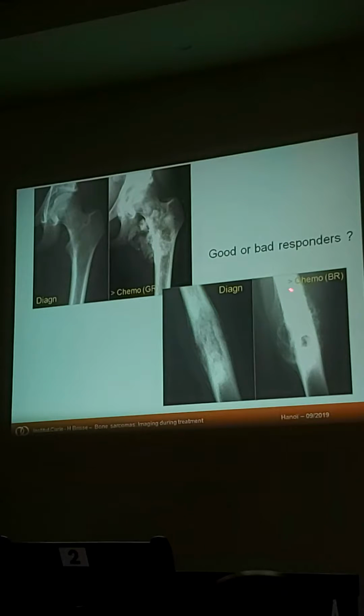But on plain films, you had signs of response. But you cannot measure the response. You can say it is a normal evolution under treatment. There is some consolidation of the disease, but it's not possible to predict and say this patient will be more than 90% necrosis. It's not possible. Don't try.